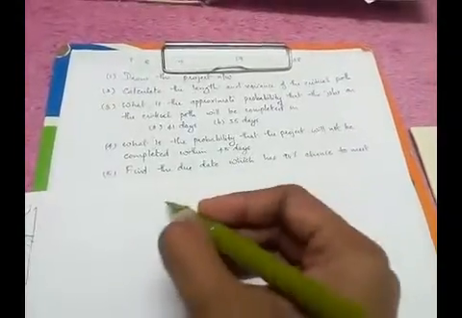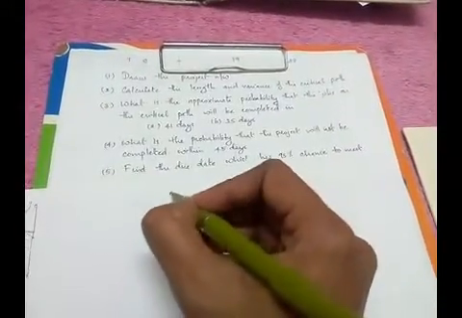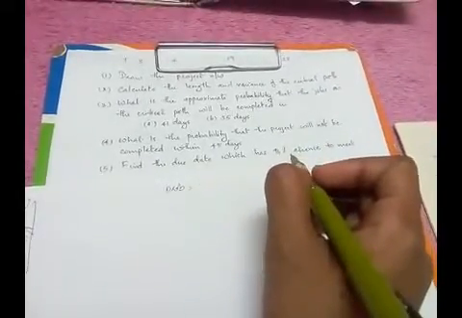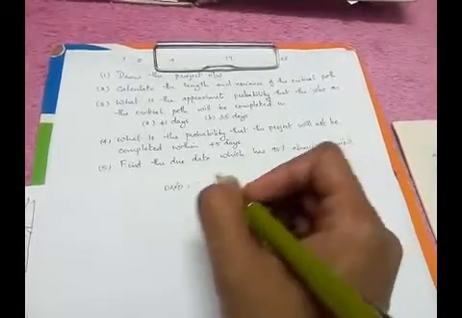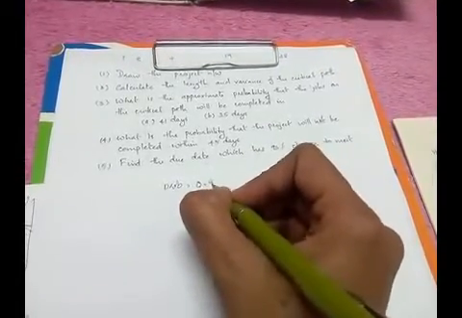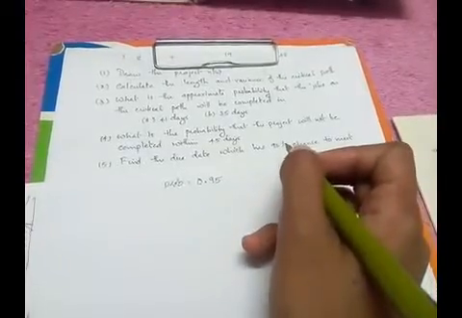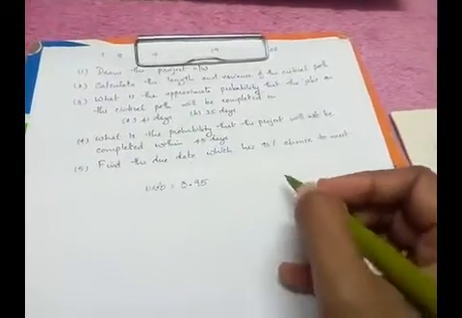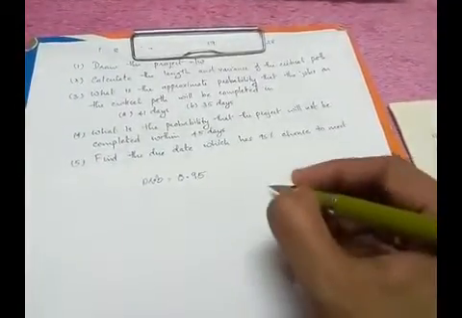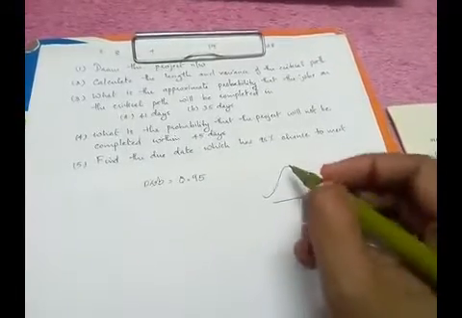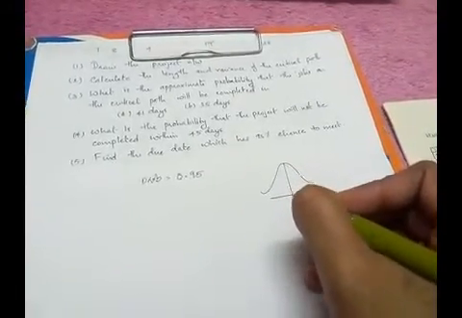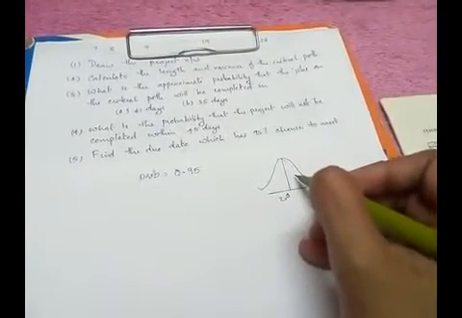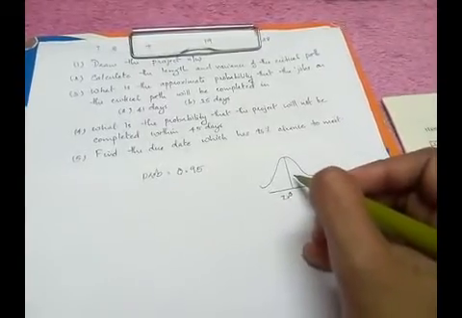Here the given percentage is 95%, which can be written as 95 by 100. That means the given probability is 0.95. We know that probability indicates the area under the standard normal curve, and each half of the normal curve has an area of 0.5.